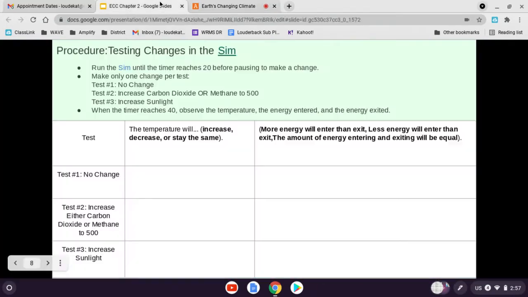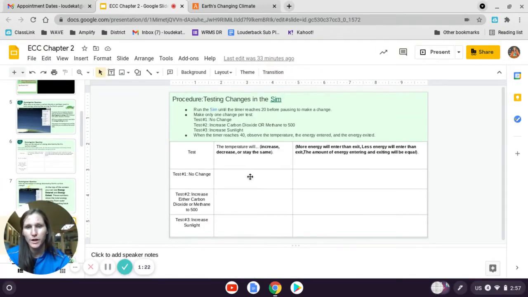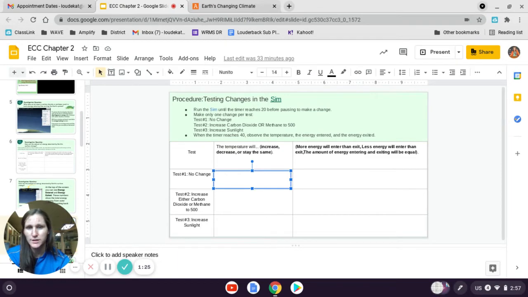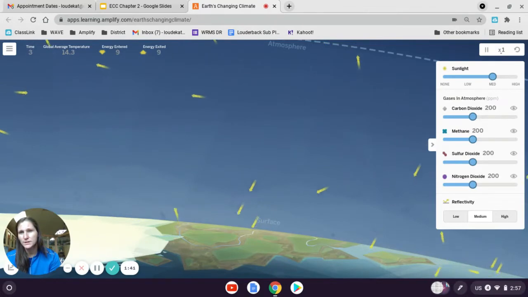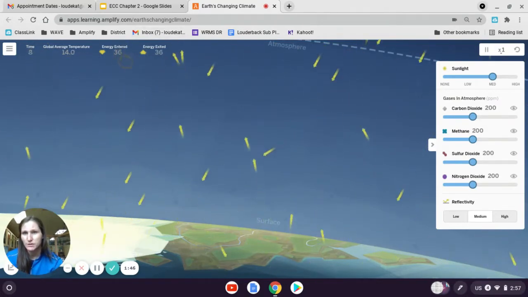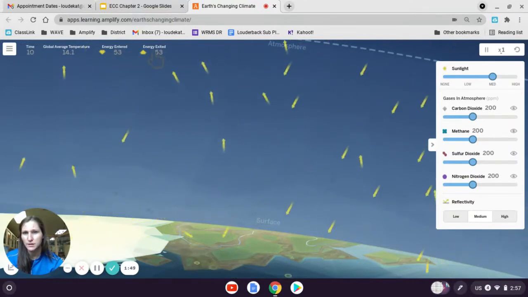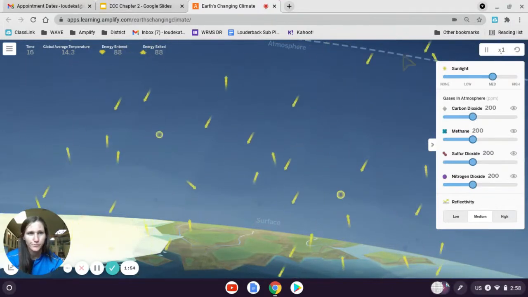So the first test, if I look at my sheet, is no change. I'm going to run the simulation with no change for a time of 30. Then I'm going to see what happens to the temperature and what happens to the energy. I said 30, but it's actually 40. I misread that. So I'm going to click play. I'm going to see what happens until the time reaches 40, and I'm going to pay attention to the energy that's entering and exiting the system. That's on the top of your screen here where my mouse is.